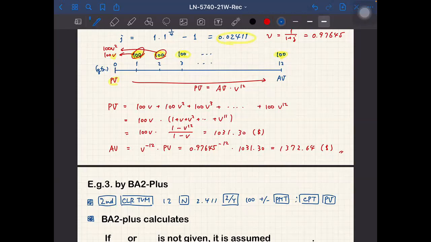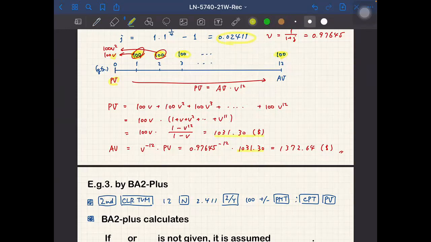Also there is the future value, that is the FV button. But this time we want to calculate present value. So compute, present value. So 100 negative, payment, and compute present value. Then you should get 1031.3. So this amount.